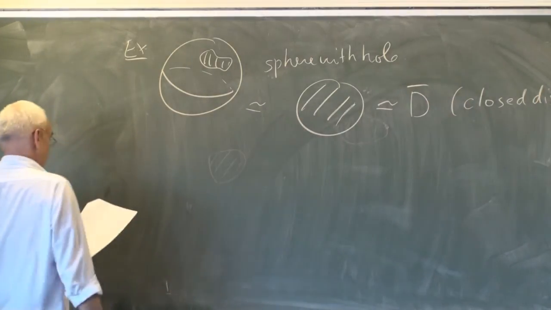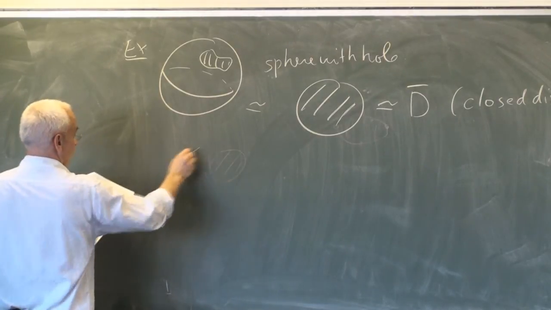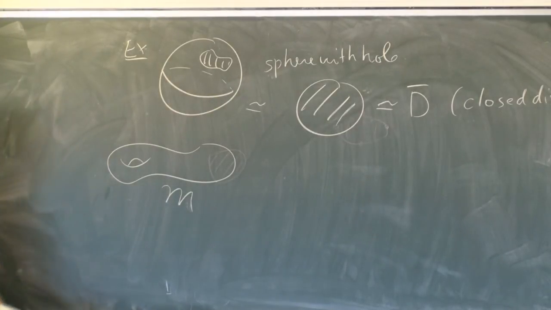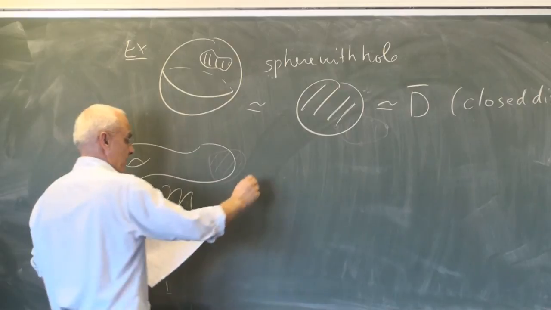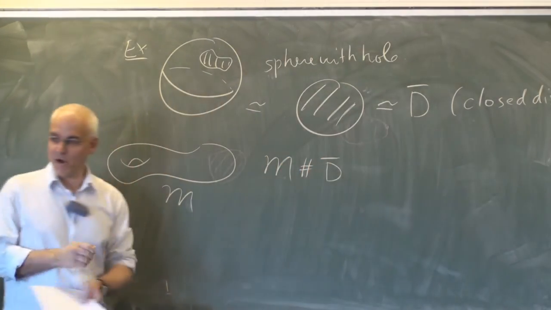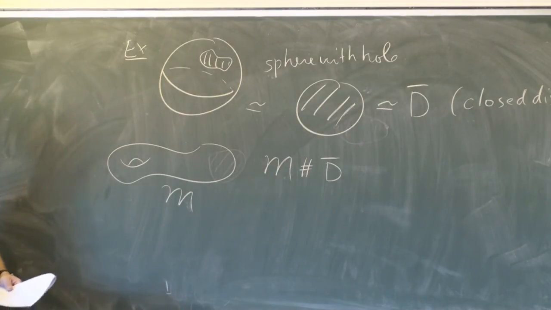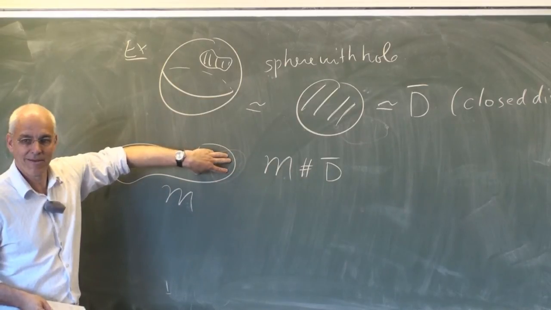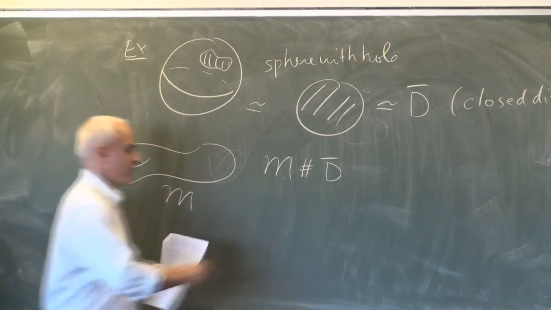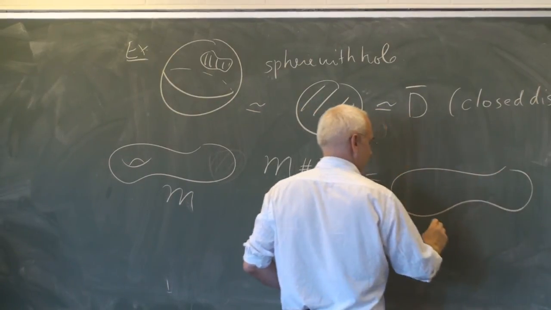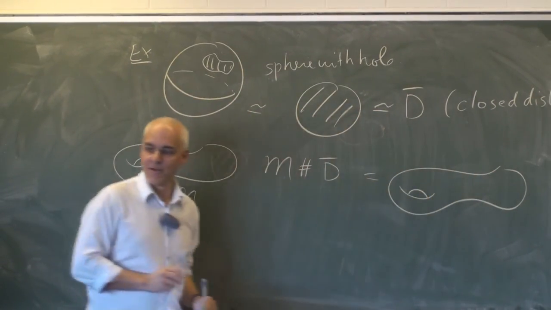And if M is any two-dimensional surface, and we form M connected to some d bar, then what does that mean? It means that we're going to connect the sphere with a hole to M. The result of that is going to be the original M with a hole in it.